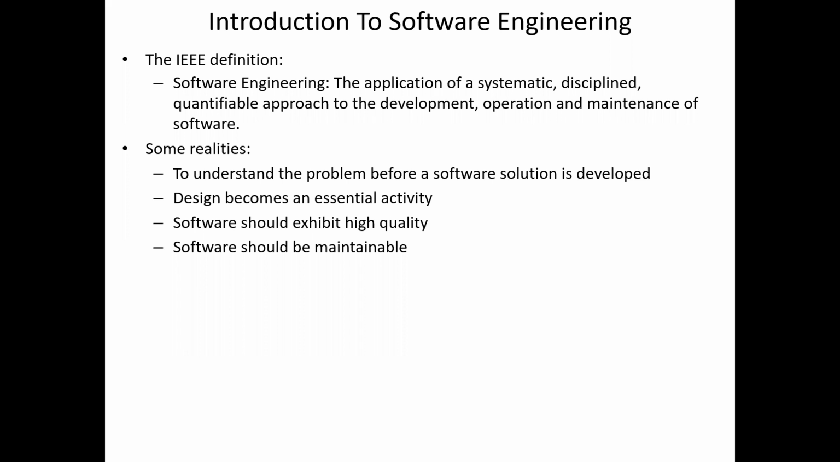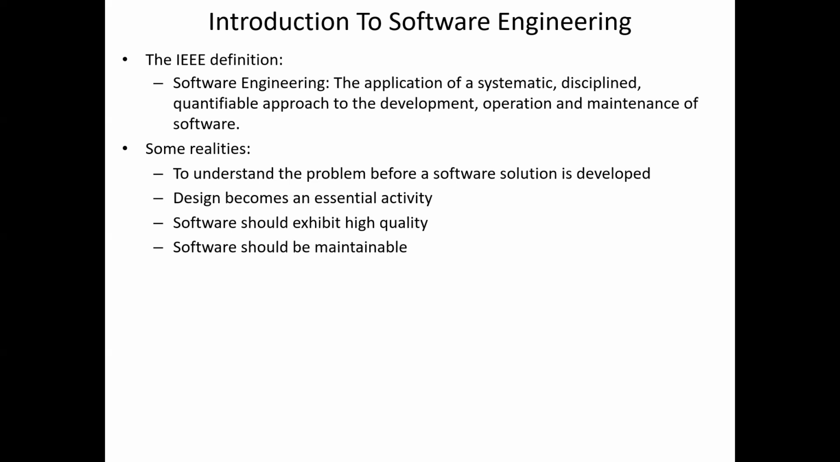Let me first discuss the definition. As per the IEEE definition, software engineering is the application of a systematic, disciplined, quantifiable approach for the development, operation, and maintenance of software. Generally, we follow the IEEE standard for giving any assurance of software. That's why we follow the IEEE's definition.